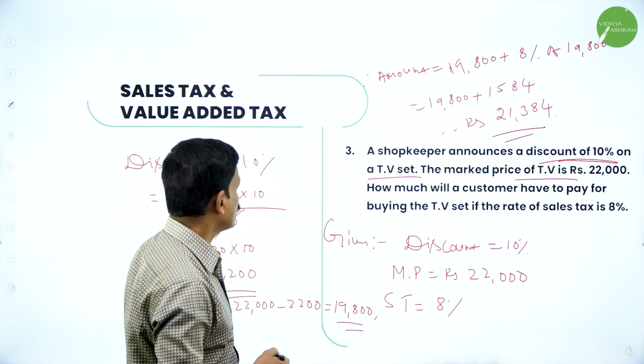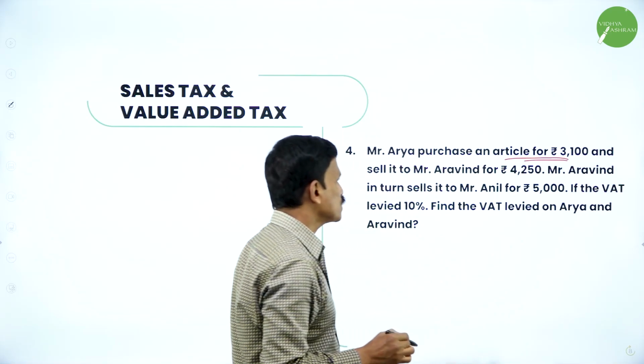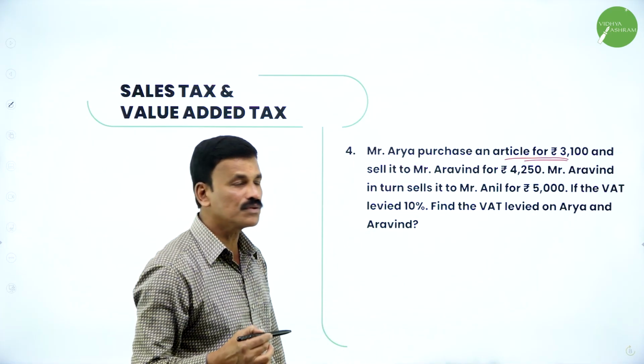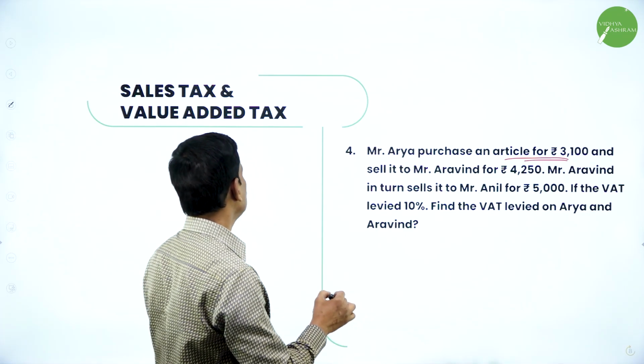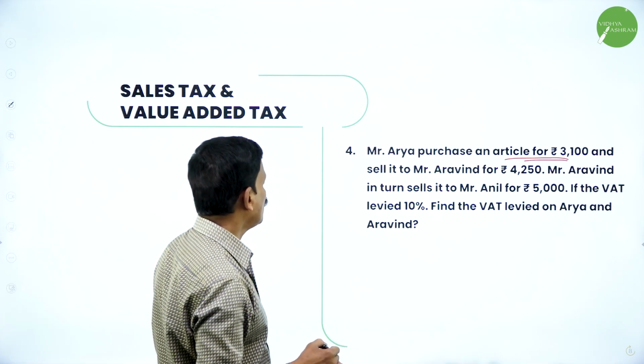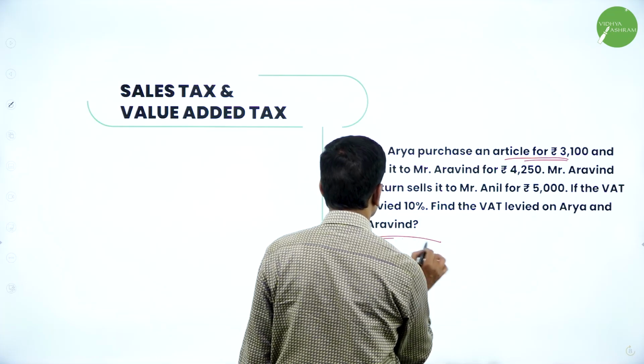Now, move on to the next problem. Mr. Arya purchases an article for rupees 3,100 and sells it to Mr. Arvind for rupees 4,250. Mr. Arvind in turn sells it to Mr. Anil for rupees 5,000. If the VAT levied is 10%, find the VAT levied on Arya and Arvind.